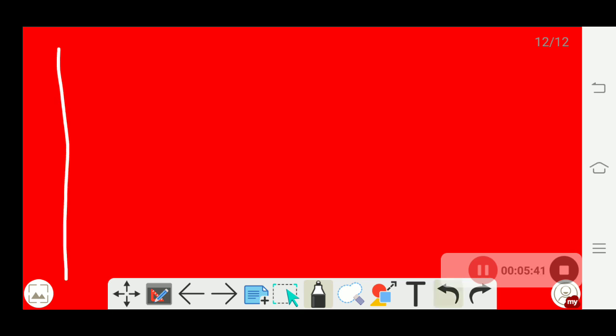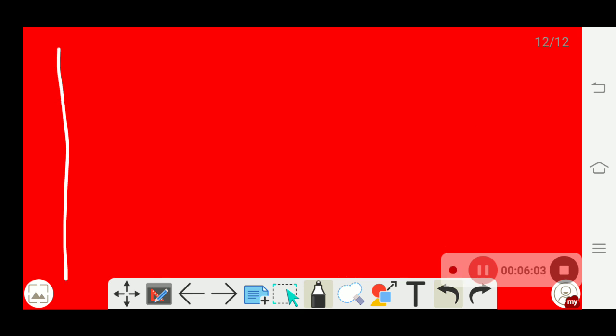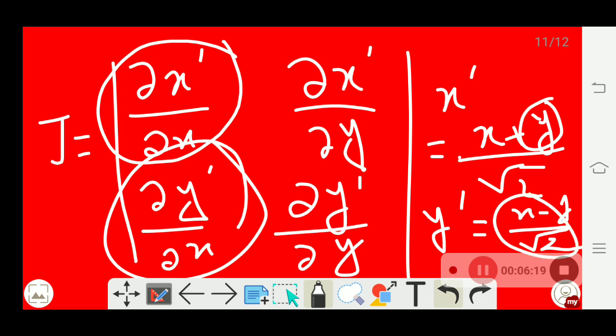See, I am doing it directly. Del x prime del x, make this derivative. This is 1 upon root 2 and this will be 0. So you know this. If you don't know, I can't help, sorry. I know you can do it. You know how to solve partial differentials. And del y prime del x, this one again 1 upon root 2.